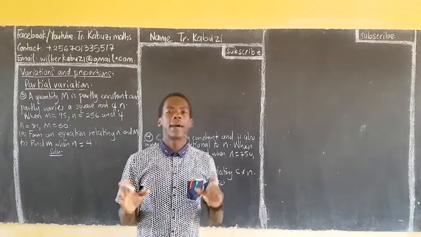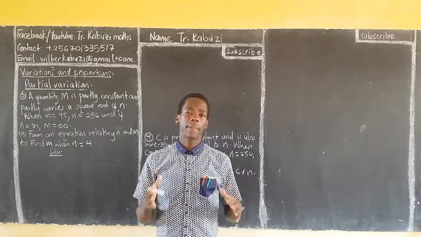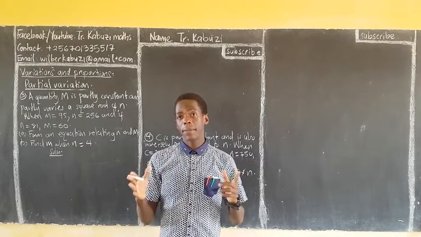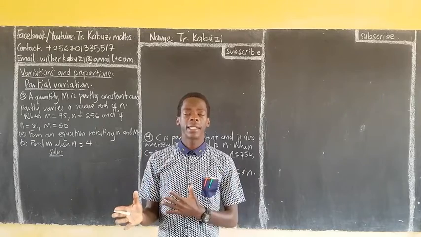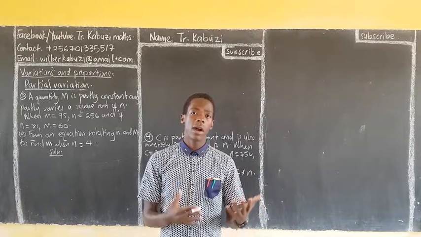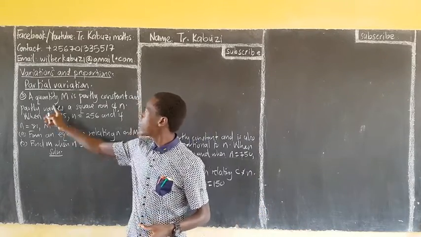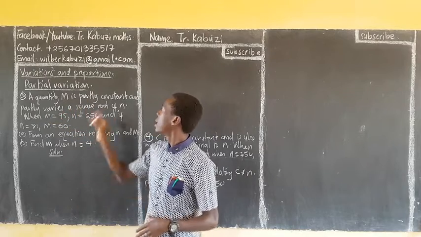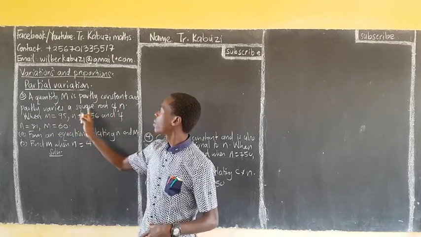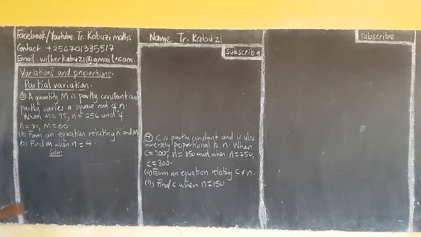Okay, so let us see more examples about partial variation. We are going to see now example 3. If they say m is partly constant, it means that m is a constant itself. We are writing that constant k1 and then we divide it into m1 and m2 because of the partial variation. So if I'm to have this, the quantity m is partly constant and partly varies as the square root of n. So meaning that my m is going to be m1 plus m2.